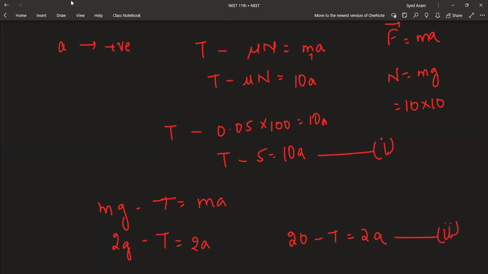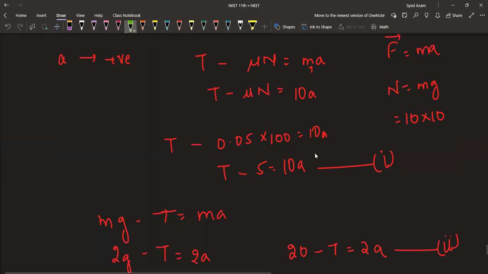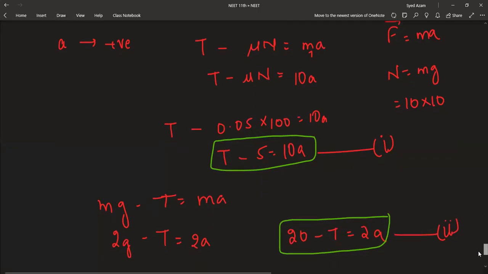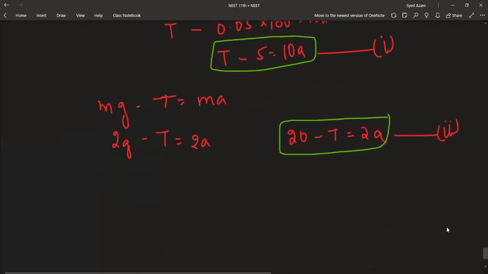Now see, you have two equations. First equation is this. Second equation is this. Now, two equations, two variables, that's what you have to solve. Okay, and when you solve, you'll get the same answer which you were getting.